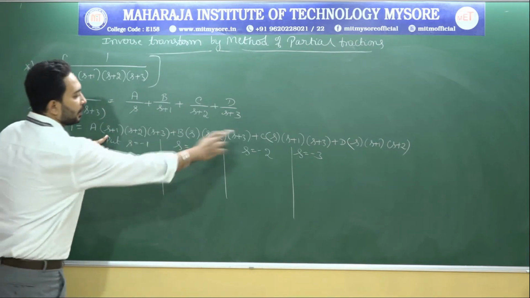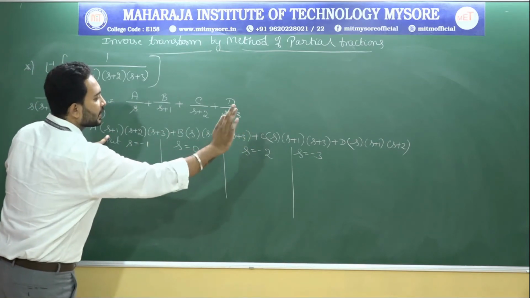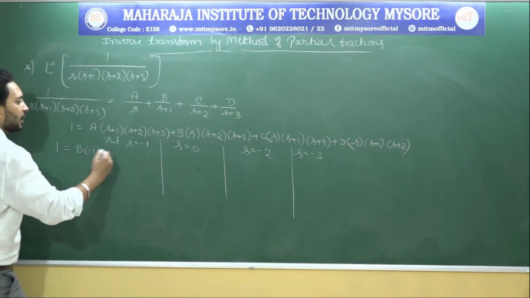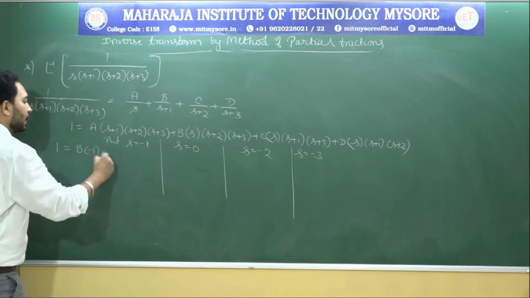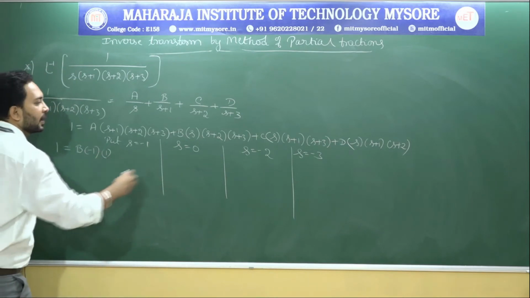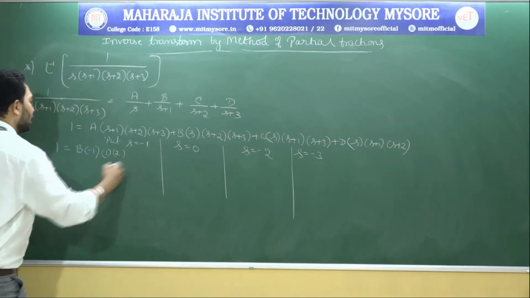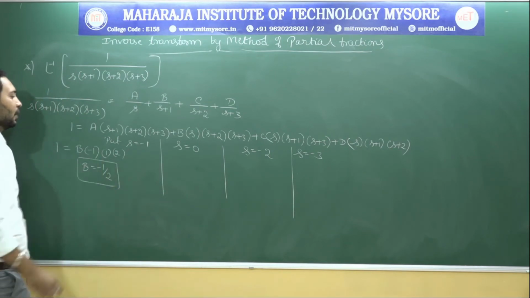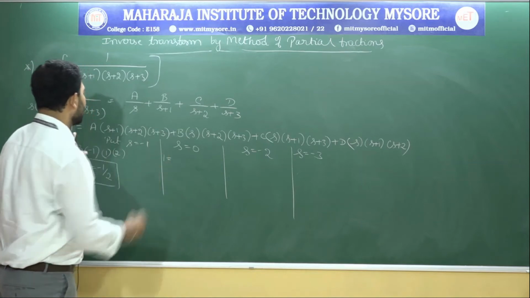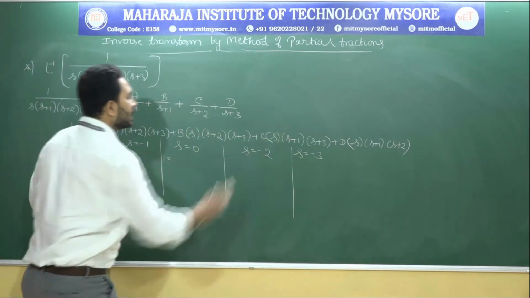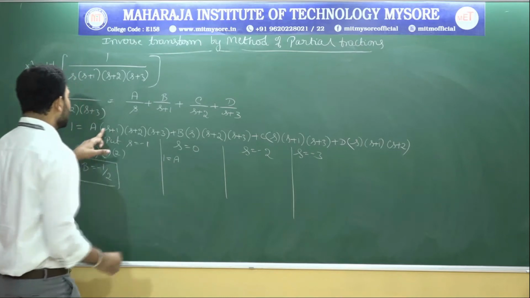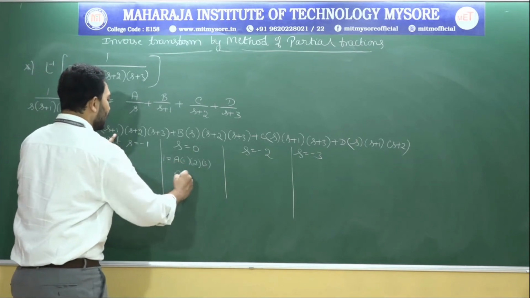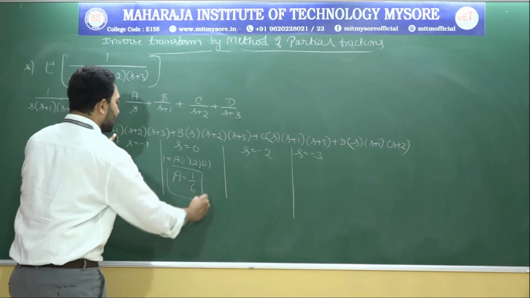Minus 1 plus 1 gets cancelled, and c is also 0, d is also 0. We remain with b only. So b into minus 1, minus 1 plus 2, it is plus 1, again minus 1 plus 3, it is 2. So b equals minus 1 by 2. Put s equals 0. 1 equals, we'll get b, c, d as 0. So a into 0 plus 1, it is 1, 0 plus 2, it is 2, 0 plus 3, it is 3. A equals 1 by 6.